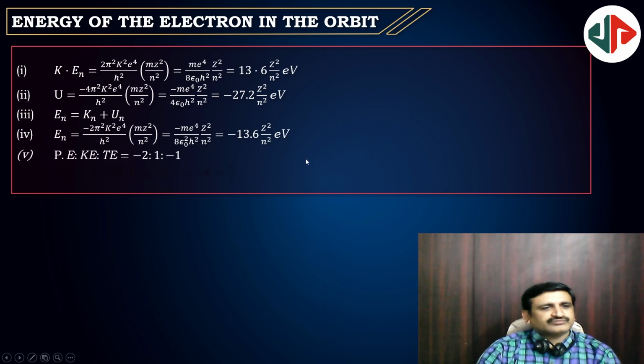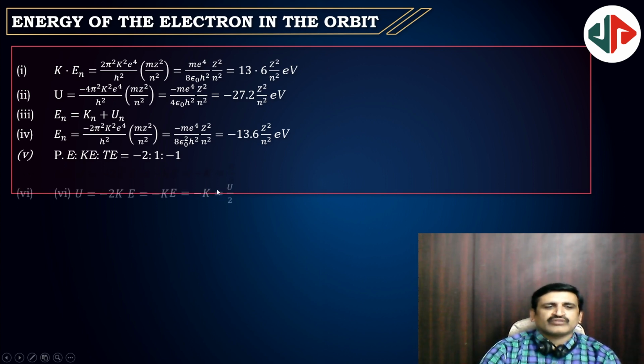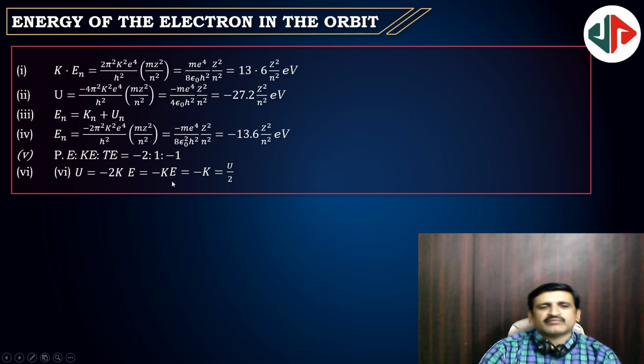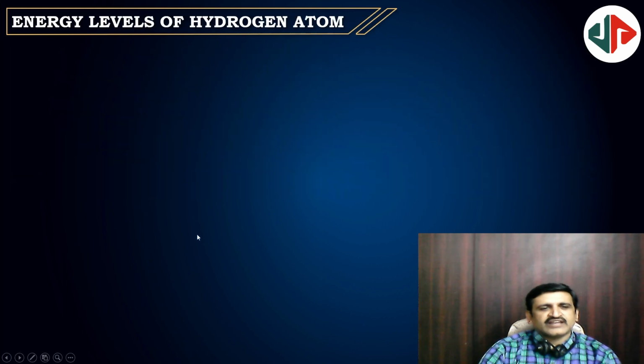Next, the ratio of potential energy, kinetic energy, and total energy is -2:1:-1. Potential energy is symbolized as U. For our communication's sake we are using PE, but the potential energy symbol is U. And U equals -2K, E equals -K, K equals -U by 2.